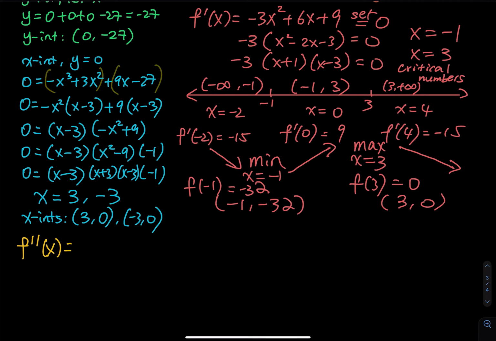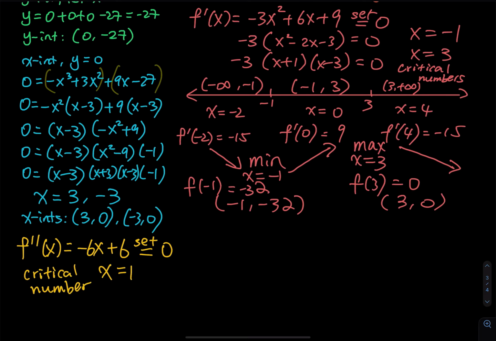So you have a negative 6x and then plus 6. Okay, so you set that equal to 0. And then when x is equal to 1, we have a 0, right? So that means x equals 1. So this is my critical number.